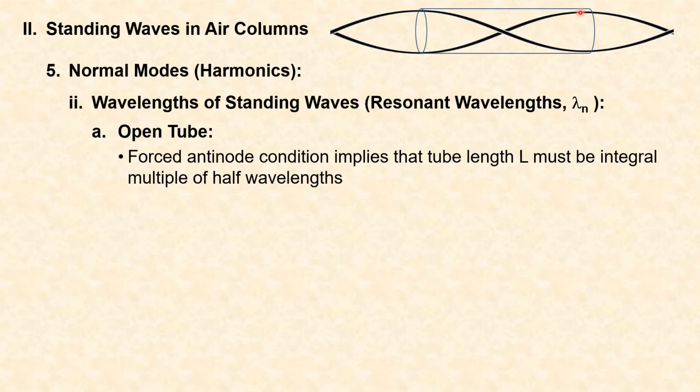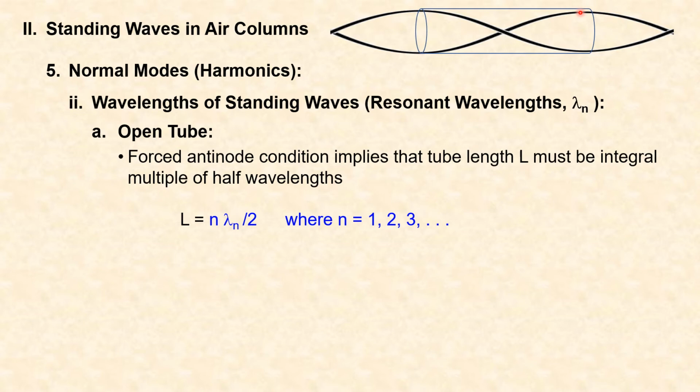Now to put this in writing here, we can say the forced antinode condition implies that the tube length L must be an integral multiple of half wavelengths. In other words, L must be equal to n, where n is an integer, times lambda over 2.